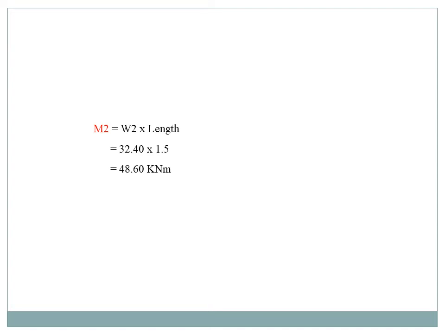The next is M2. M2 is the base slab, simply W2 into length. So what is our base slab width? This is a rectangular portion, so this is 3 meter. So 3 divided by 2 is equal to 1.5 meter. So 32.4 into 1.5 meter is equal to 48.60 kilonewton meter.